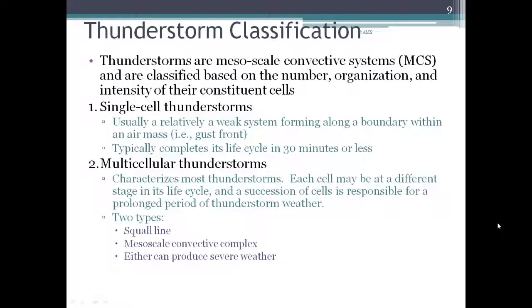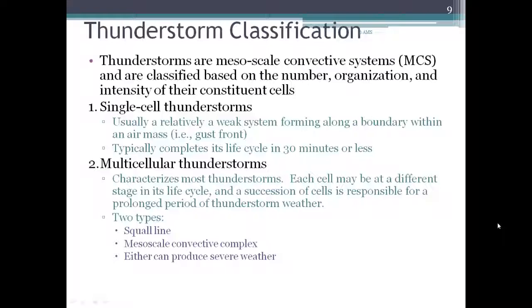Thunderstorms are mesoscale convective systems that are classified based on the number, organization, and intensity of their constituent cells. So there's two basic types. There's single-cell thunderstorms. These are usually weak systems forming along a boundary with an air mass, like a gust front. And they typically last about 30 minutes or less.